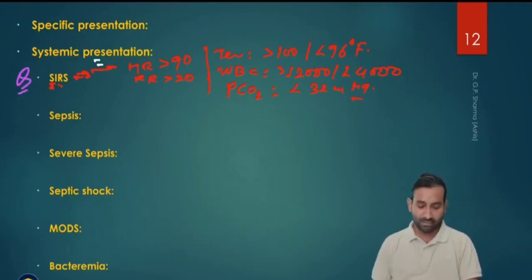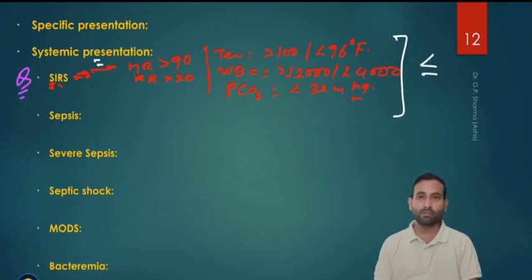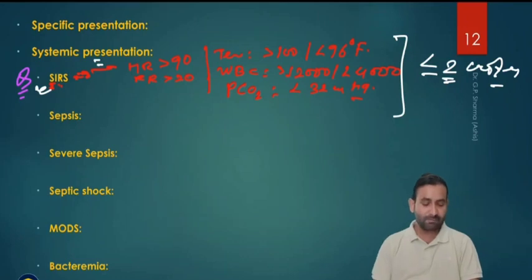SIRS criteria, systemic inflammatory response syndrome: heart rate more than 90, respiratory rate more than 20, temperature more than 100 or less than 96, WBC more than 12,000 or less than 4,000, PCO2 less than 32 mmHg. If two or more of these criteria are present, then we say this is SIRS, systemic inflammatory response syndrome. So a patient with surgical site infection may present with SIRS. The patient may present with sepsis.